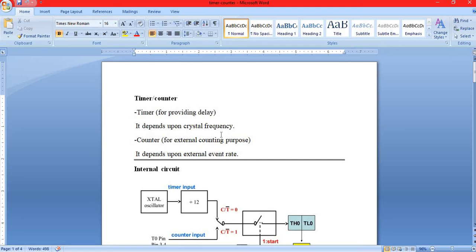It depends upon the crystal frequency, whereas a counter is used for external counting purpose and it depends upon the external event rate. Like when you connect a push button to one of the pin and press it continuously, the rate at which it is pressed is considered as the external event rate.